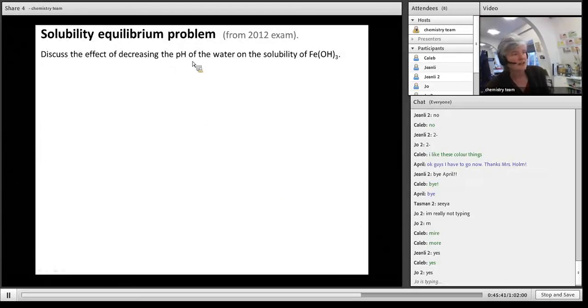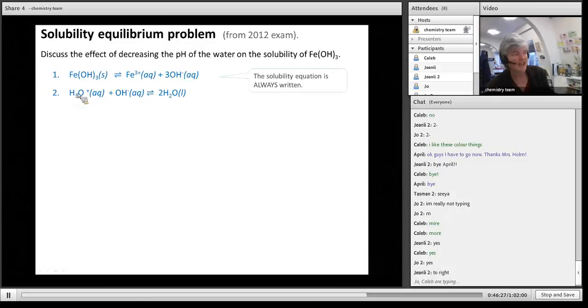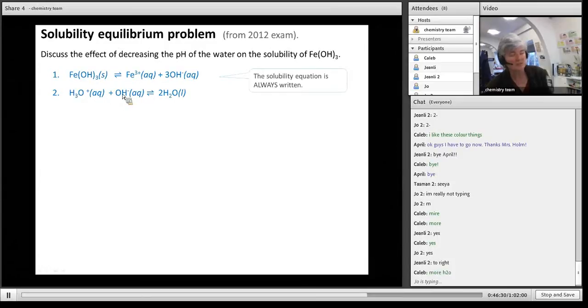Okay, so here's one where we're looking at the pH of iron hydroxide. So write the first equation, the standard solubility equation, and then you can refer to that. Think of anything else that could relate. So if I decrease the pH, then I'm increasing the amount of hydronium ion. So I've written an equation here to show the equilibrium between water and its ions. So if I'm decreasing the pH, I'm increasing this. So if my stress is adding this, which way is this equilibrium position going to shift? Towards the left to make some more hydronium, or towards the right?